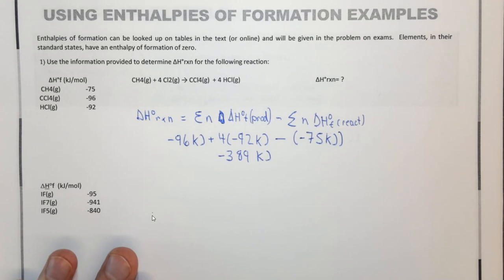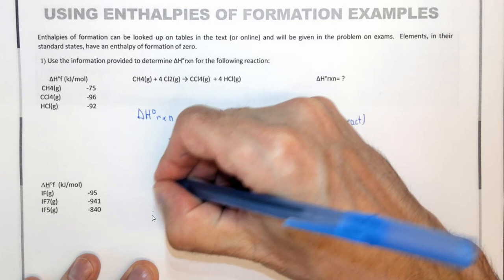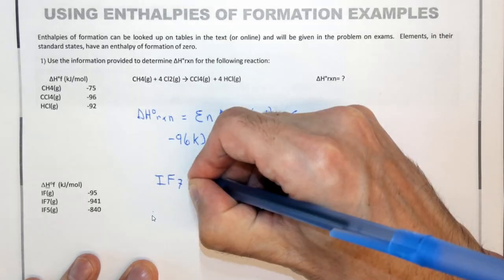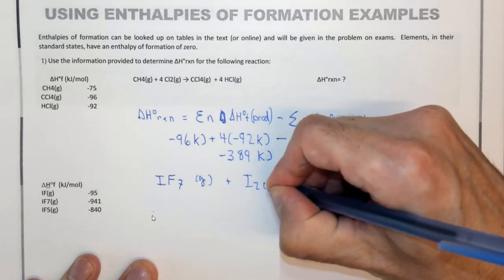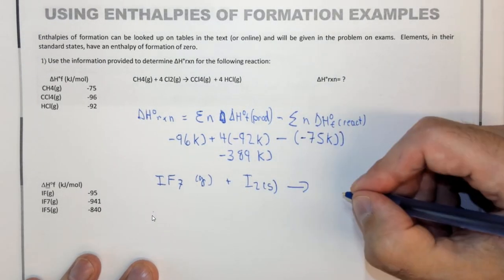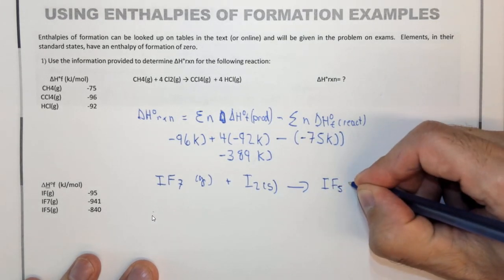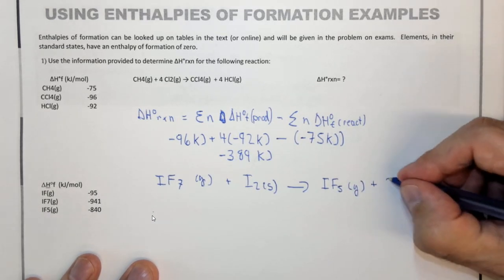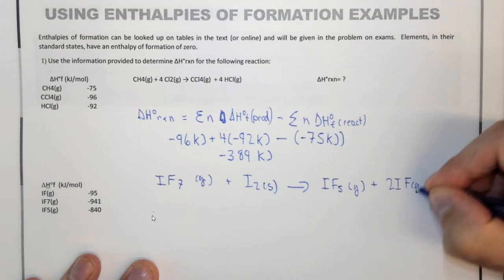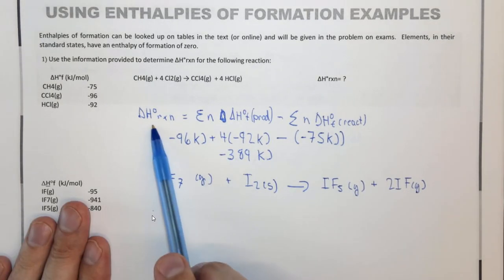Now, for the next reaction, the reaction that we want to study is IF7, which is a gas, plus I2 solid, yields IF5, which is a gas, plus 2IF, which is a gas. So this, we want to find the enthalpy of the reaction. We're going to use the exact same equation.